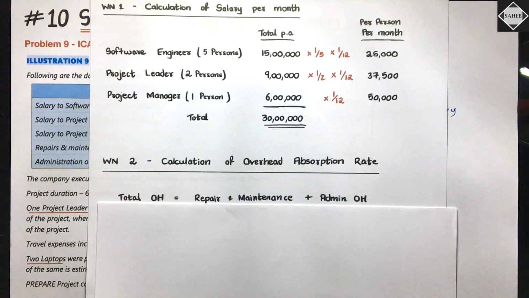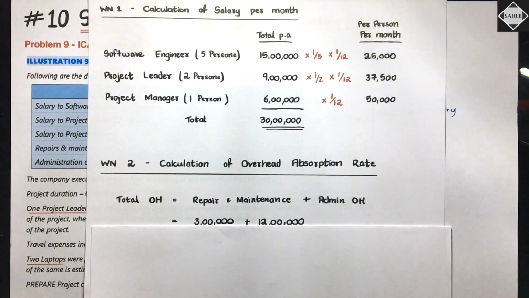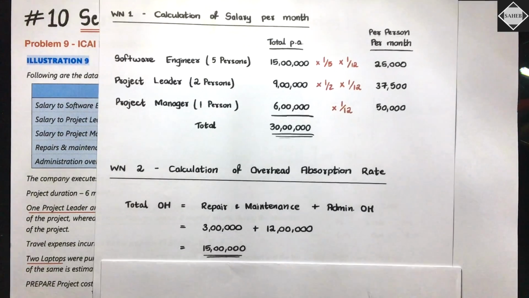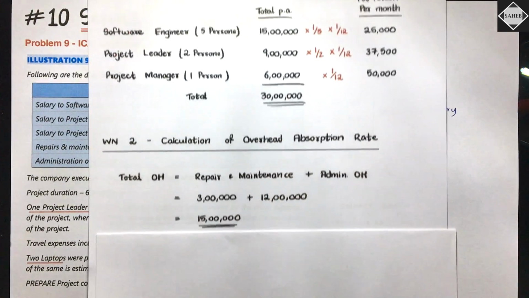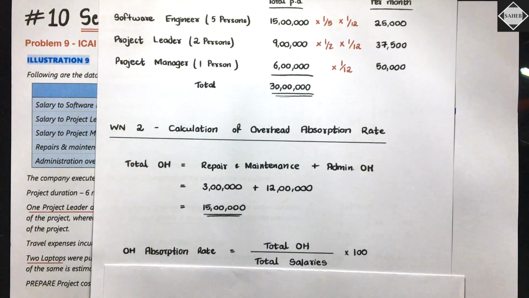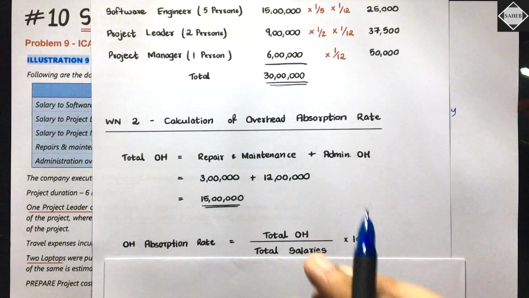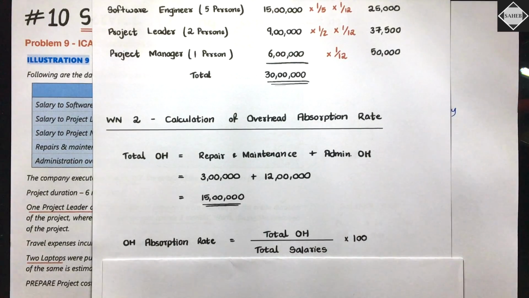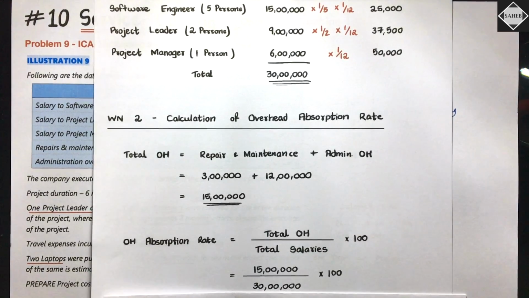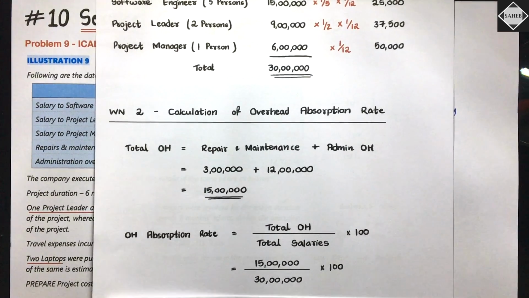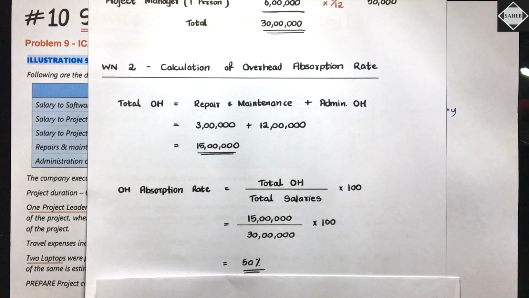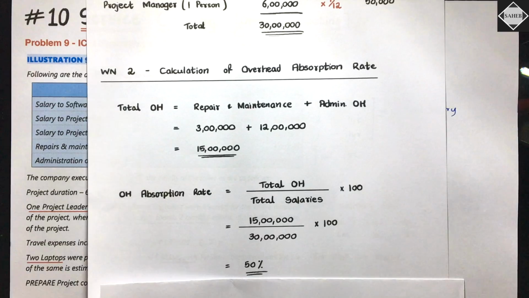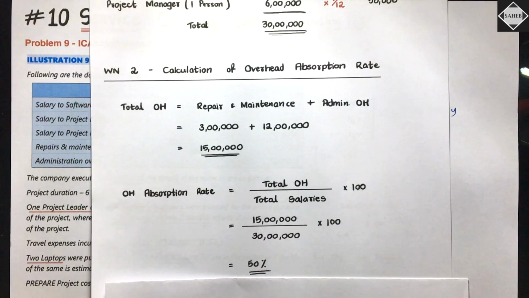How much is the total overhead? Repair and maintenance plus admin overhead. That was 15 lakh. We already know that. Total salary is how much? 30 lakh. So let's calculate. Overhead absorption rate is total overhead divided by total salaries. This is happening on the organizational level, everything we are including. So 15 lakh divided by 30 lakh into 100, we get 50%. Is that clear? We get 50% as the rate. So this rate we will use to do the apportionment.